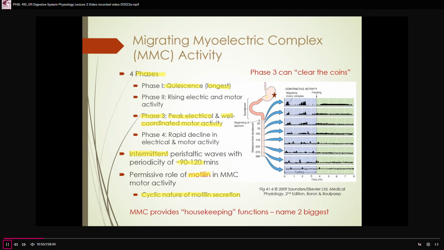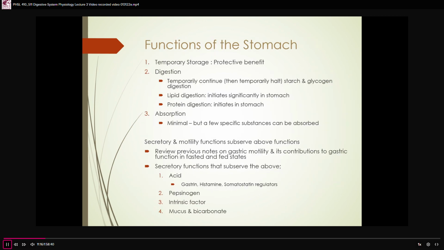And again, just to emphasize, the MMC motor activity in the fasted state is giving you housekeeping functions that are just pushing all those acids down and keeping all that bacterial load way down at the distal end of the small intestine, ready for movement into the large intestine when the next meal comes along.